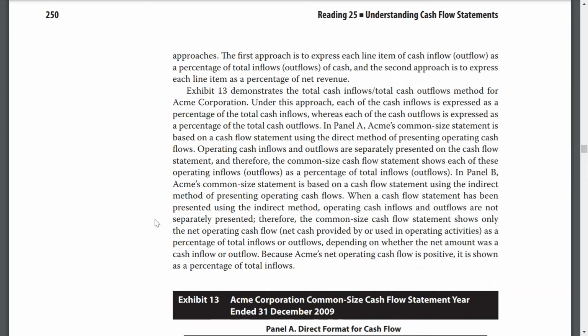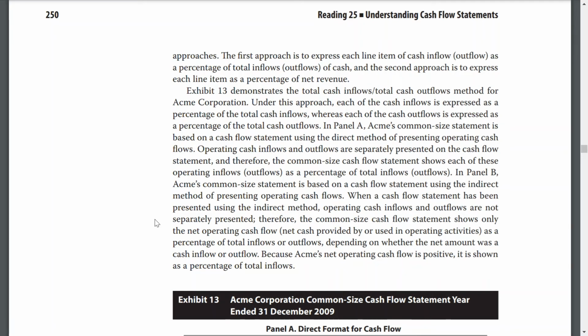In Panel A, Acme's common size statement is based on the cash flow statements using the direct method of presenting operating cash flows. Operating cash inflows and outflows are separately presented on a cash flow statement, and therefore the common size cash flow statement shows each of these operating inflows and outflows as a percentage of total inflows or outflows.